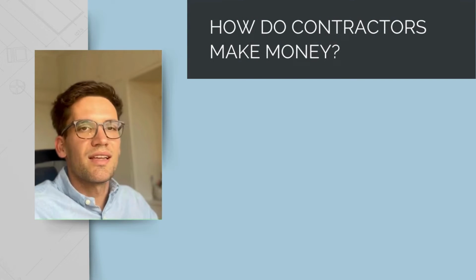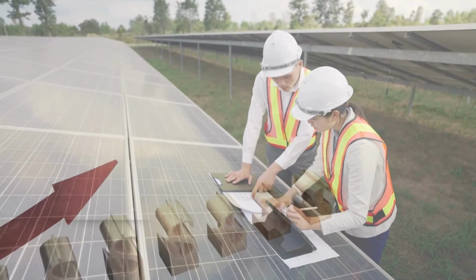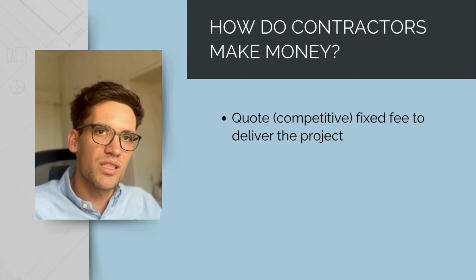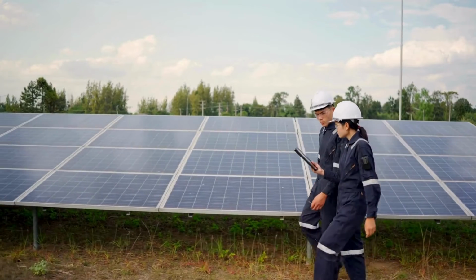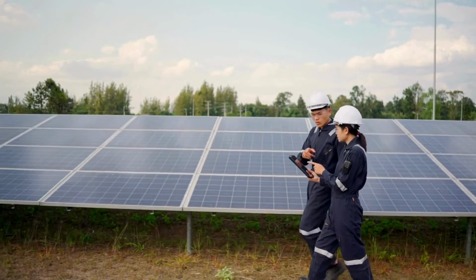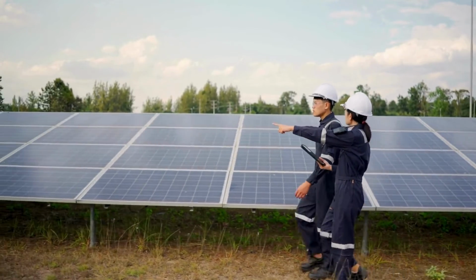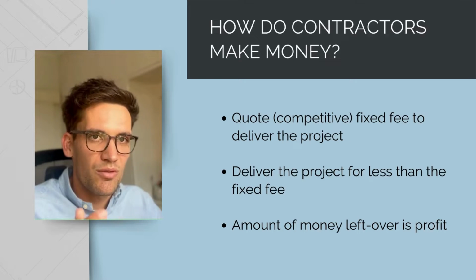From this process, how do contractors make money? Well, it really occurs in two stages. The contractor needs to quote a figure to the project developer for which they can do the project. Stage two is they then need to deliver the project for less than this fixed fee. The amount of money between what they quote to deliver the project and what they get paid by the client for delivering it is their profit.